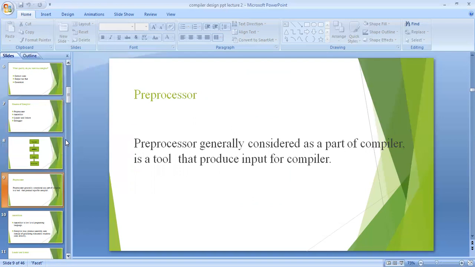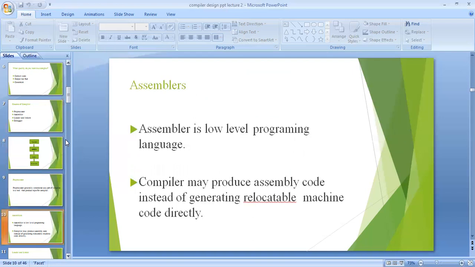It is a tool that produces input for the compiler. So the preprocessor is used to take input for the compiler. This is the work of the preprocessor. Now after taking input for the compiler, it gives that program to the assembler.